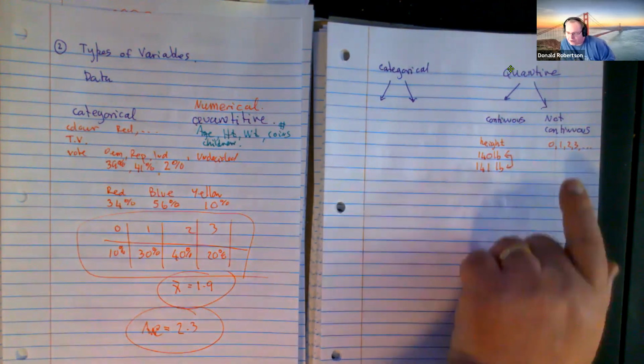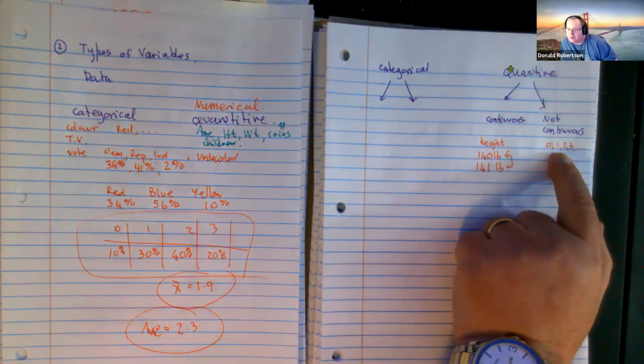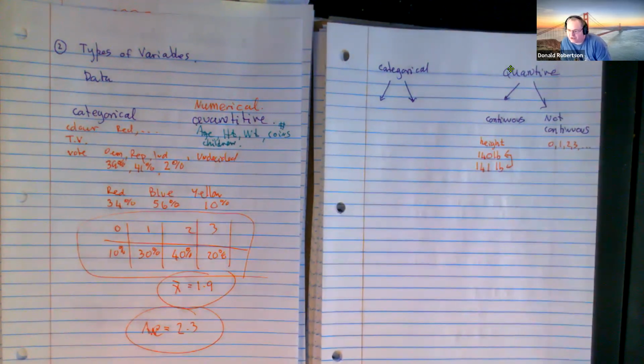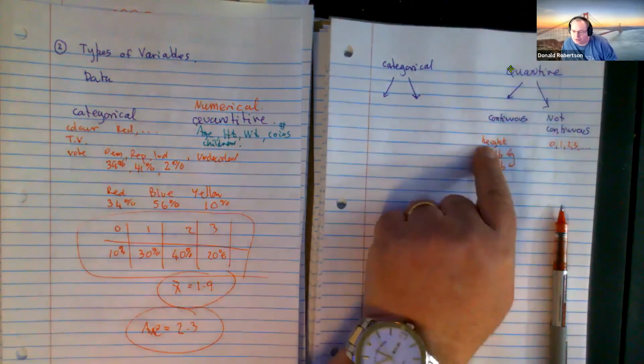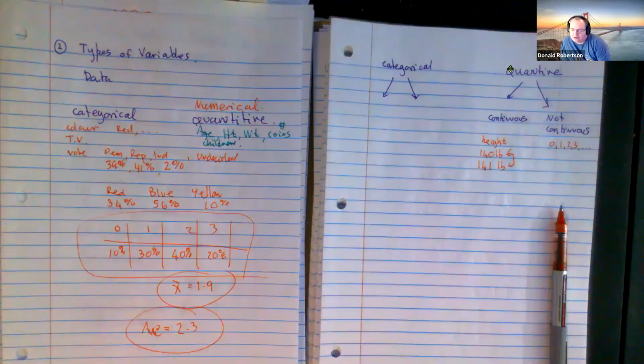You can only have 1 child or 2 children, right? Would you agree it doesn't make sense to have 1.1 or 1.9 children, right? In a physical family, that doesn't make sense. So height is continuous, number of children is not continuous. So far, so good? Okay. Is weight continuous or not continuous? Somebody's weight. Continuous or not continuous?